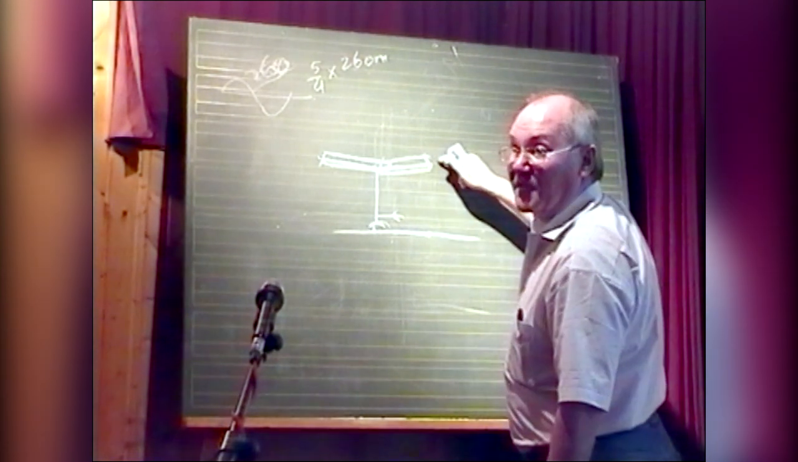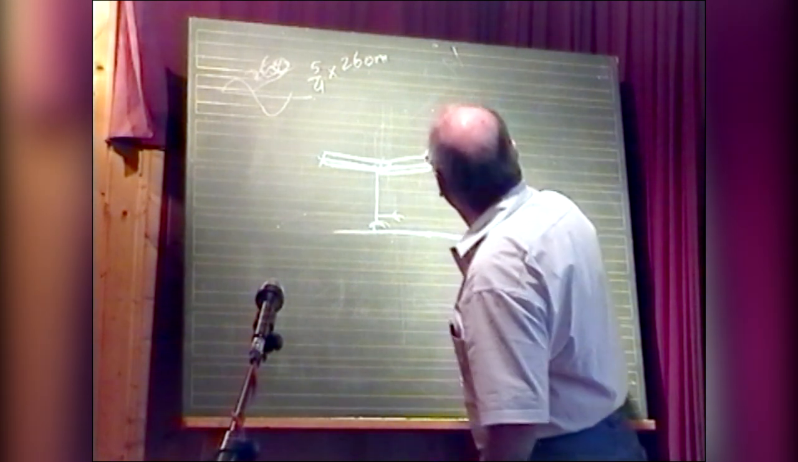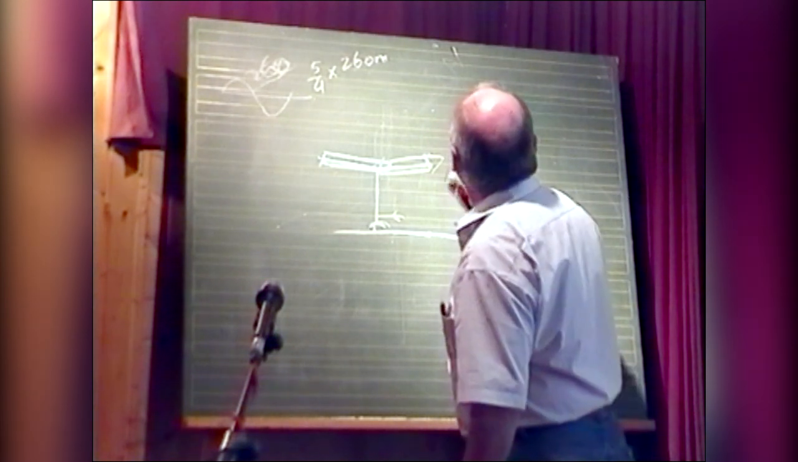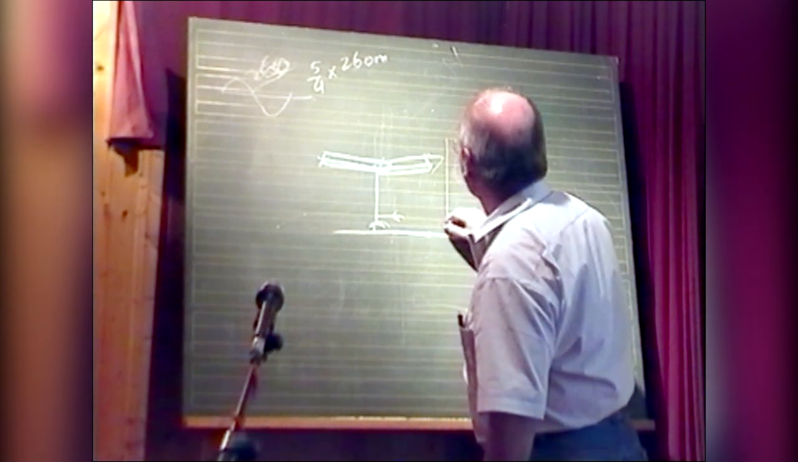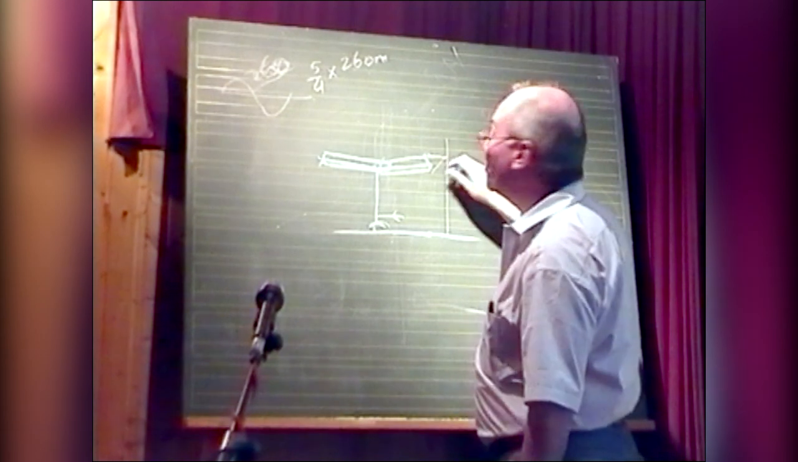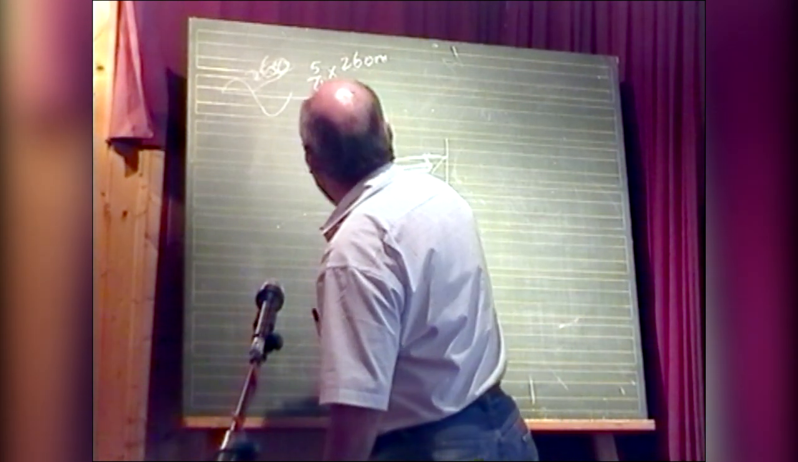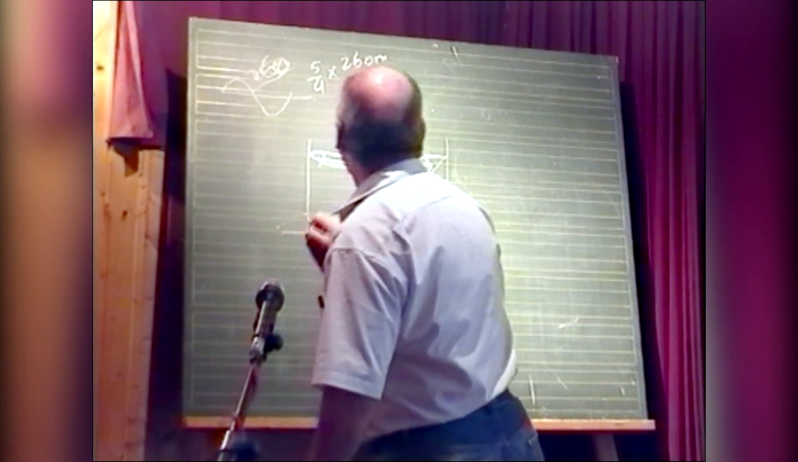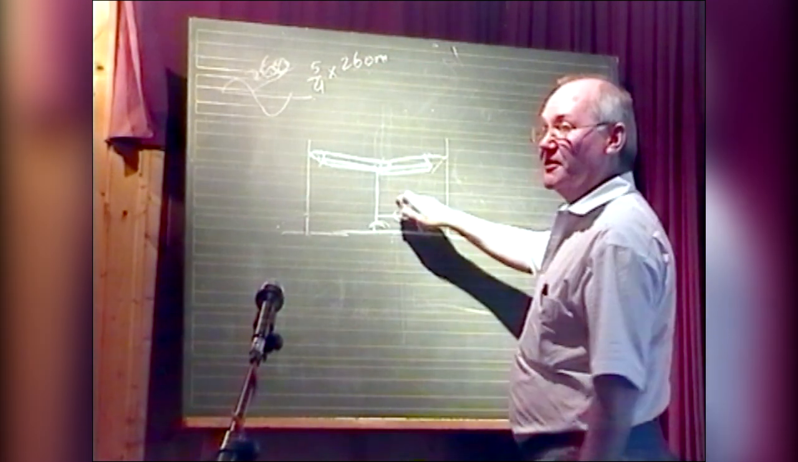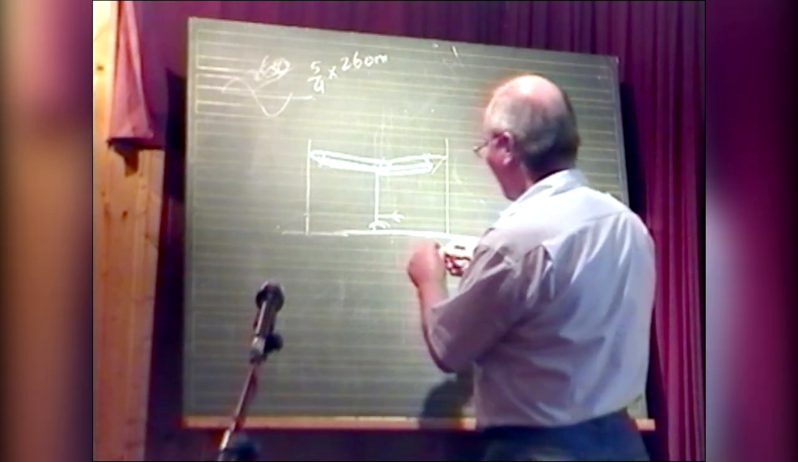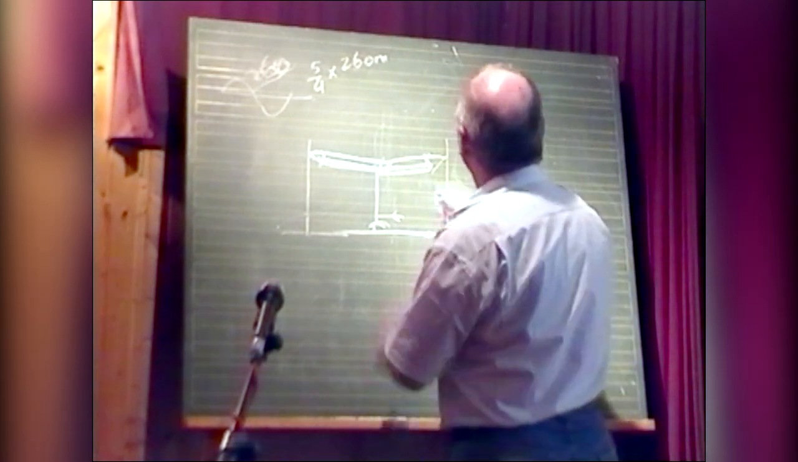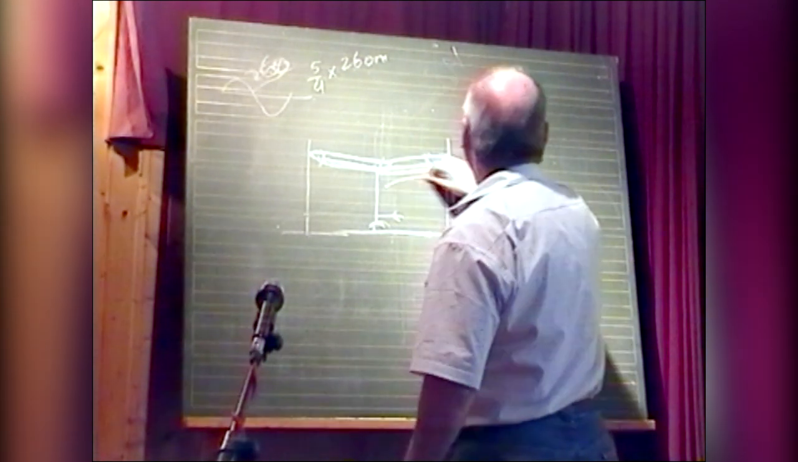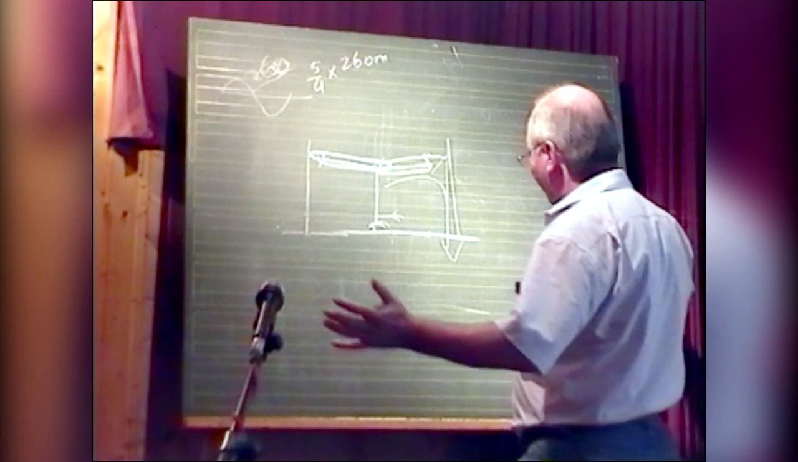You obviously have to support this. It doesn't hang up in the sky by itself. It has to be supported by a pole or a mast. Now, Radio Veronica were lucky, they had two wooden masts, so the wooden mast did not affect the radiation of this. If you have a steel mast, of course the steel mast is going to take a lot of your signal straight back down to Earth again. It won't get out very well.